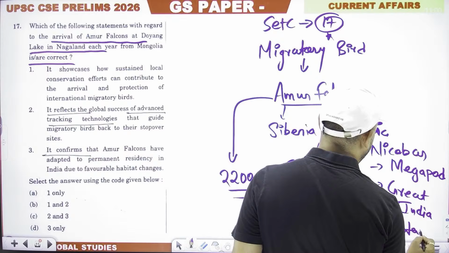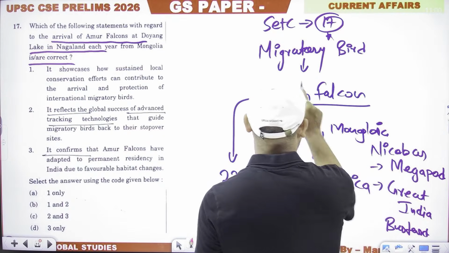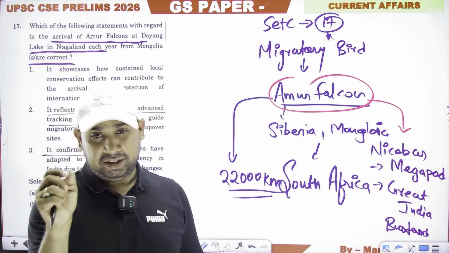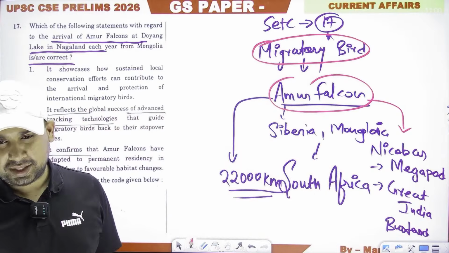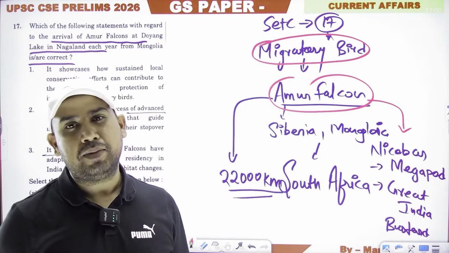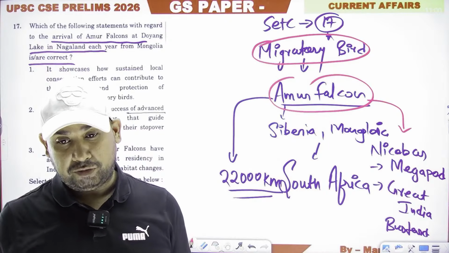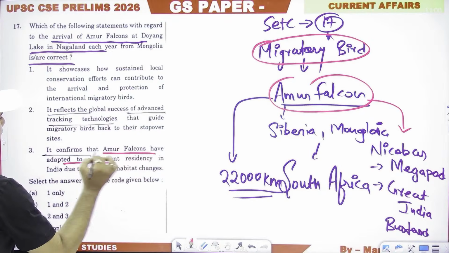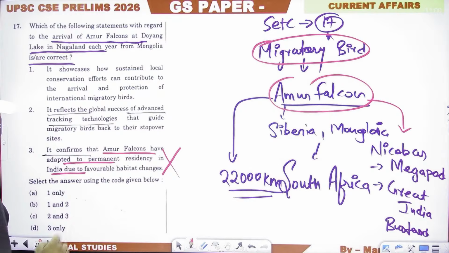Now they are referring about the Amur Falcon. They are saying that the Amur Falcon become the permanent resident of India. If we are using the word migratory birds, how it can be a permanent resident? If the bird is already a migratory, it means that it usually take the nature of migration from one place to another. So it confirmed that Amur falcons have adapted to permanent residency in India due to favorable habitat change. Wrong. This statement is absolutely wrong. So this statement and this statement is incorrect.